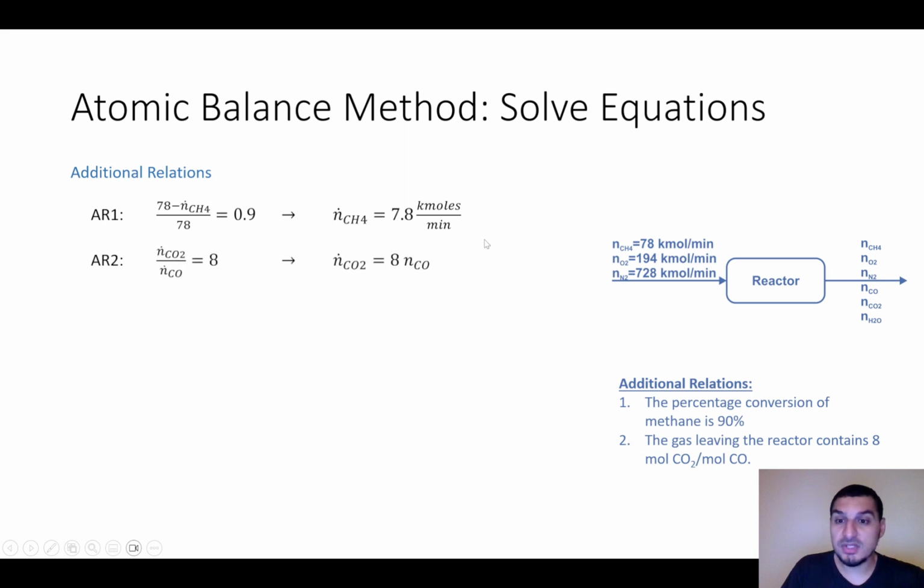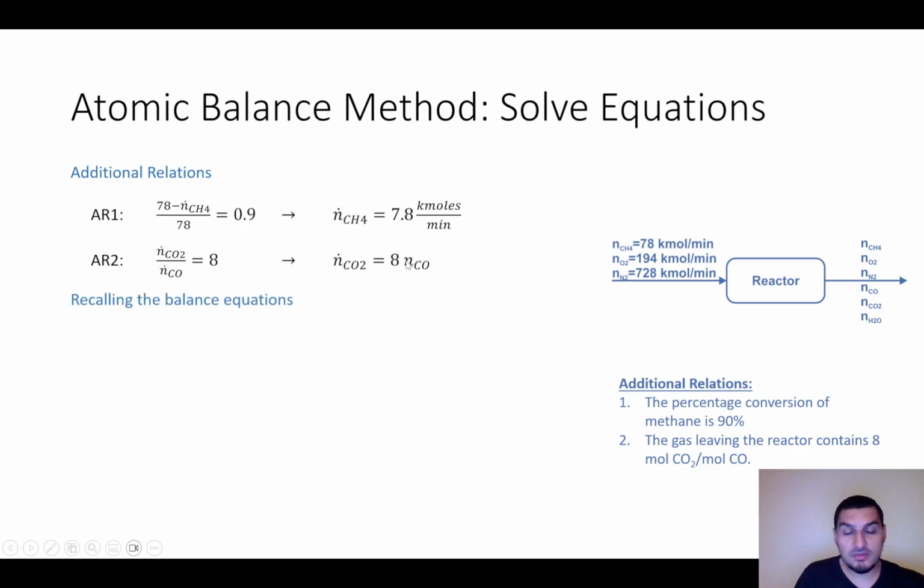The second relation is that the gas leaving the reactor contains 8 moles of carbon dioxide per mole of carbon monoxide. So this is the ratio of the number of moles of carbon dioxide to the number of moles of carbon monoxide in the product stream. We can write it as N carbon dioxide over N carbon monoxide equals 8, or the number of moles of carbon dioxide is 8 times the number of moles of carbon monoxide, or the flow rate of carbon monoxide in the product stream.